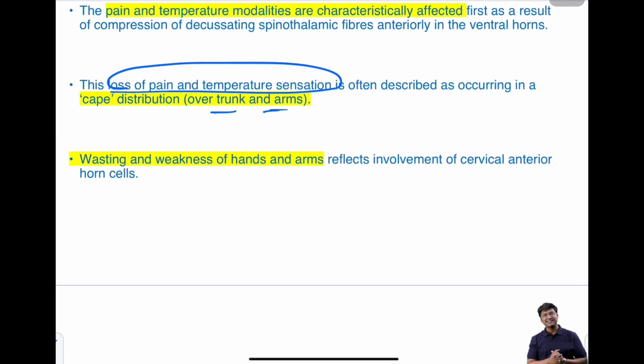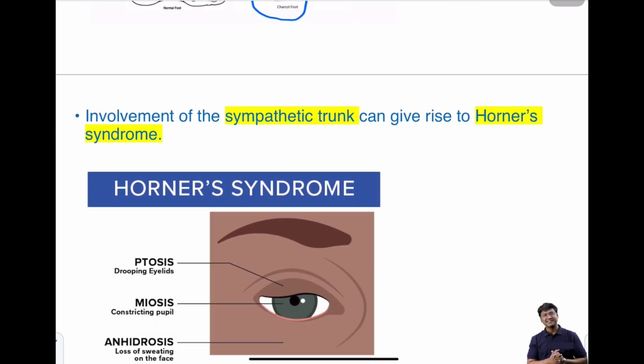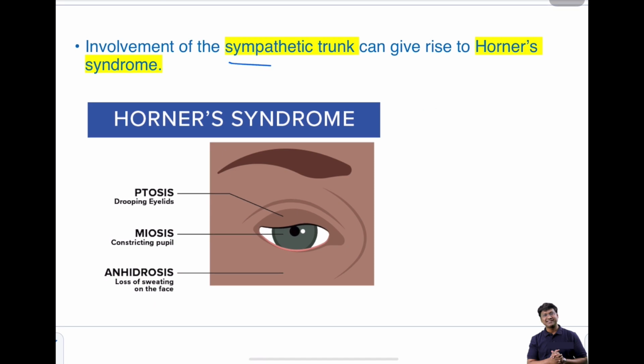And in these individuals with syringomyelia, a very, very important finding is that there will be sensory loss, and this sensory loss can result in the development of Charcot's joint. So this is your Charcot's joint. So what is this Charcot's joint? It is the neuropathic joints damaged through loss of sensation, right? Neuropathic joints damaged through loss of sensation is what is called the Charcot's joints. And in these patients with syringomyelia, there can be involvement of the cervical sympathetic trunk also, and that will result in the development of Horner syndrome.